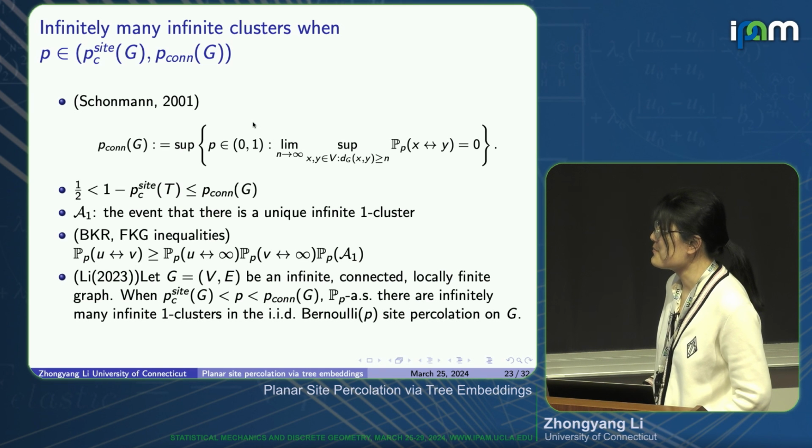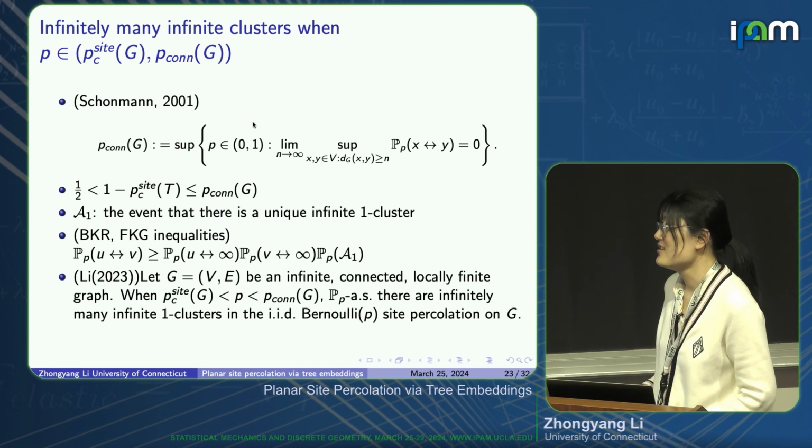Then we can just consider when p is between p_c^site of G and p_connection of G, and we choose both u and v to be in that set V_{p,epsilon}. Because this V_{p,epsilon} has infinitely many vertices, we can choose u and v in that set and let the distance of u and v go to infinity. Because p is less than p_connection of G, when the distance of u and v goes to infinity, the left-hand side is 0.